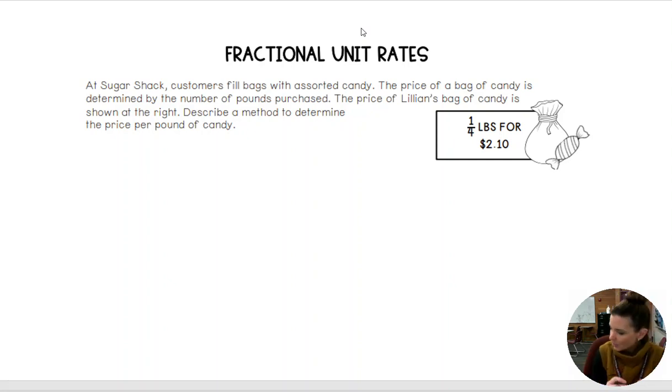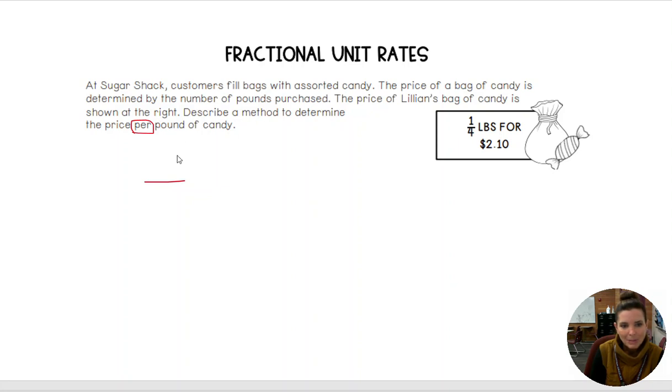So first part of the notes say, at Sugar Shack, customers fill bags with assorted candy. The price of a bag of candy is determined by the number of pounds purchased. The price of Lillian's bag of candy is shown at the right. Describe a method to determine the price per pound of candy. So remember on Friday we talked about that word per being a super important word. And that word is so important because whatever comes right after that word per, that's always what you're going to divide by. That will always be on the bottom of your fraction.